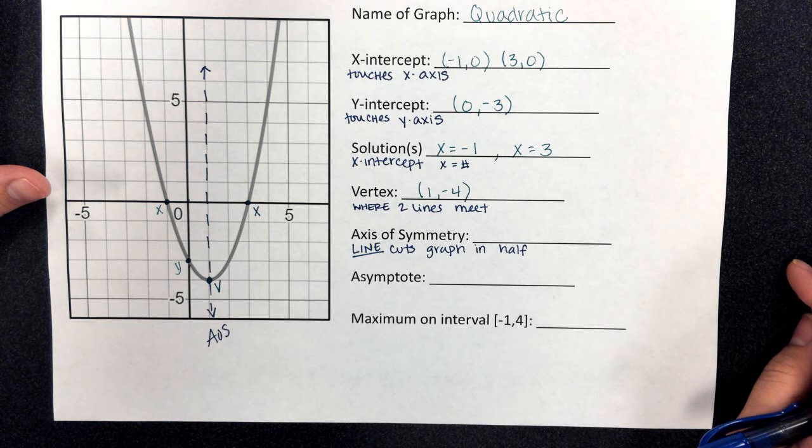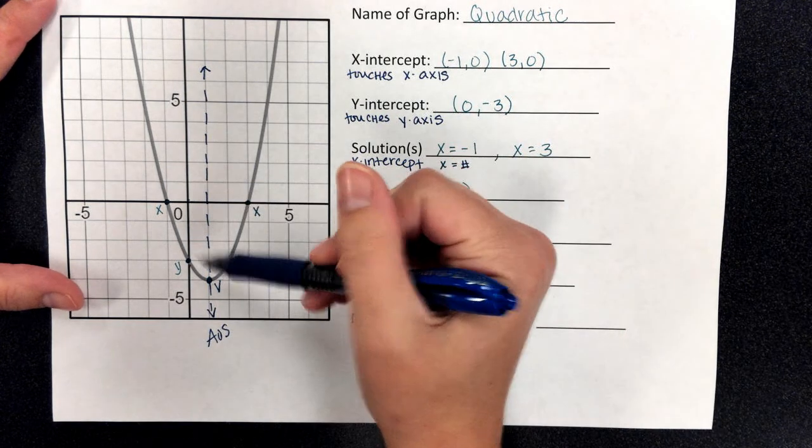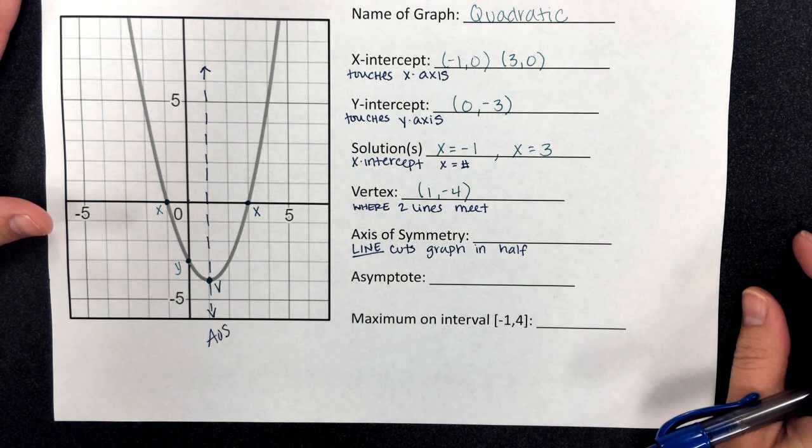Okay? Now, a line is an equation. It either starts with x equals or y equals. How do you know what letter this starts with? It depends on if the line is vertical or not vertical. Yeah, vertical or horizontal.